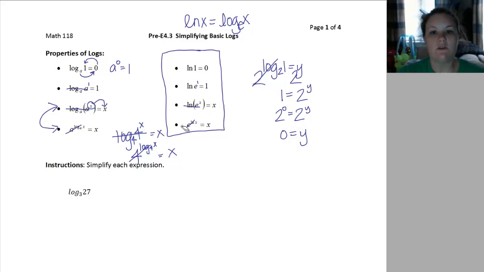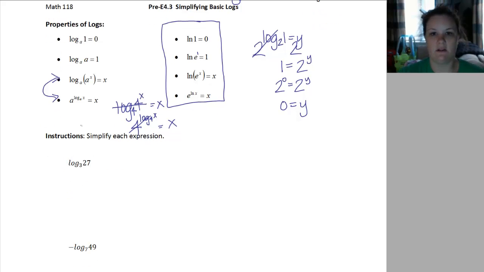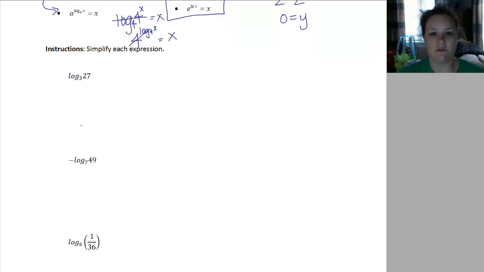Okay, so we're going to use these properties to simplify these next few examples. And we're really basically looking at these two and simplifying these, in that we want the exponential base and the log base to match so that we can cancel them. Okay, so I'm going to go ahead and look at a few examples. On this first one, what I look at is the log base. Okay, this is log base 3. So I want to know, can I write 27 as 3 to some power? If you don't know it off the top of your head, you can always prime factor 27.